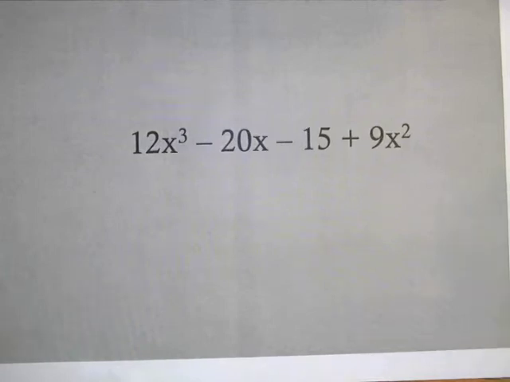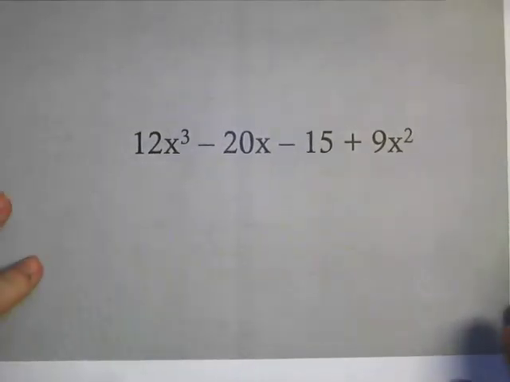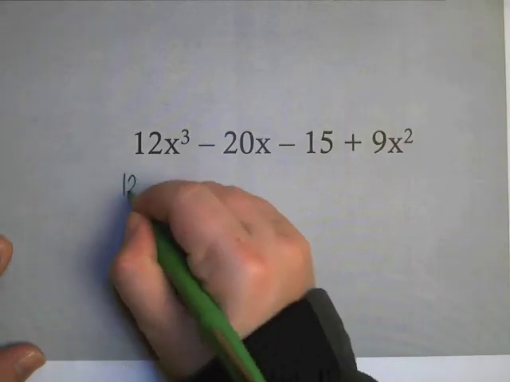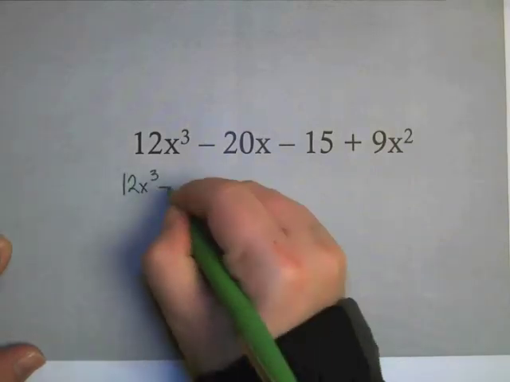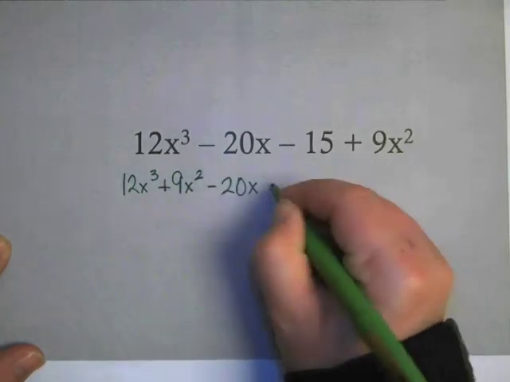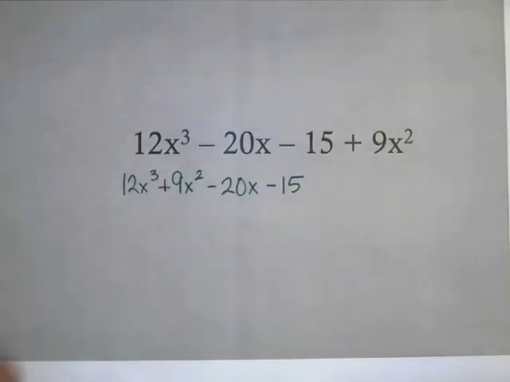All right. Going to do a couple more examples here just to make sure that you understand it. This one's a little bit different. What we need to do on this one is write it in order first. That would be my number one thing, is write it in order first. Remember standard form: you've got to write it from the highest exponent to the smallest exponent. So we've got 12x to the third plus 9x squared minus 20x minus 15.